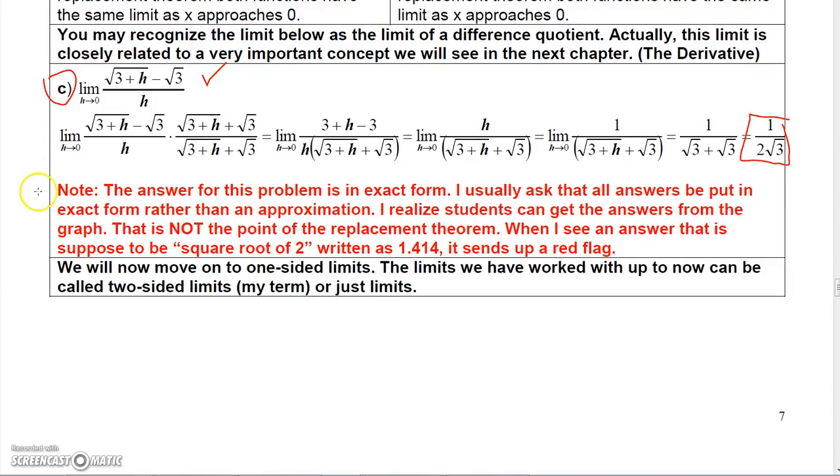Okay? In the next video, I'll continue talking about limits, but I'll strictly talk about one-sided limits.